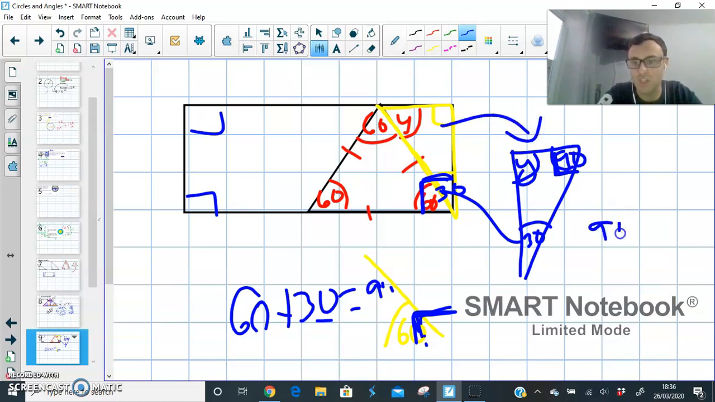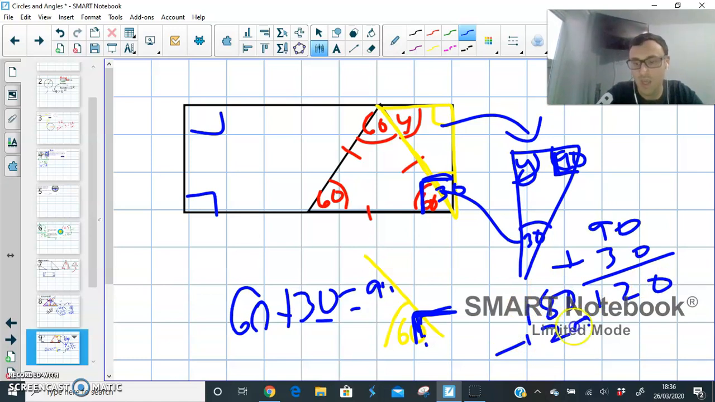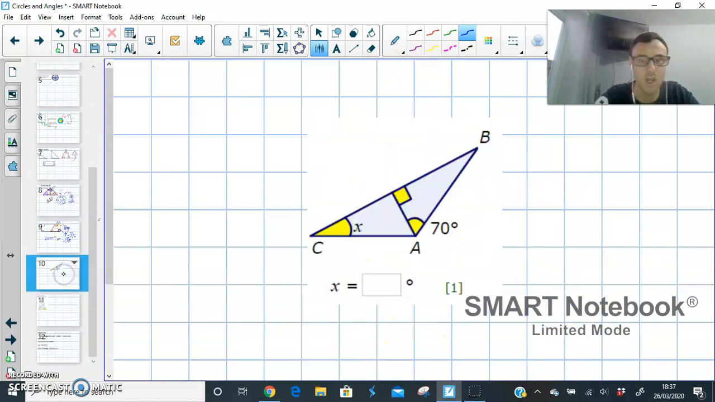We'll then do 90 added to 30, which is 120, and so I can do 180 take away 120, and that obviously leaves me with 60 degrees, so y is equal to 60. Okay, so that's nice and easy.